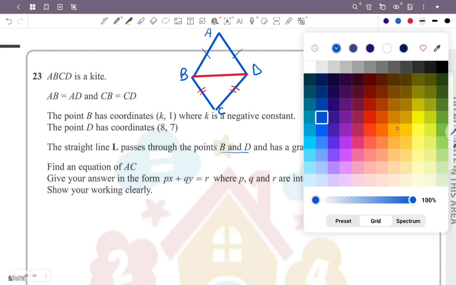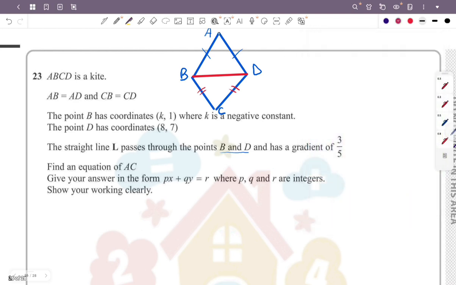So what do you think? AC is a perpendicular line on BD. We know that the gradient of AC is the reciprocal with the opposite sign: instead of positive, it will be negative, so the reciprocal of 3 over 5 is minus 5 over 3. This is the gradient of AC, because AC is perpendicular to BD. First of all, we need to find the value of k.